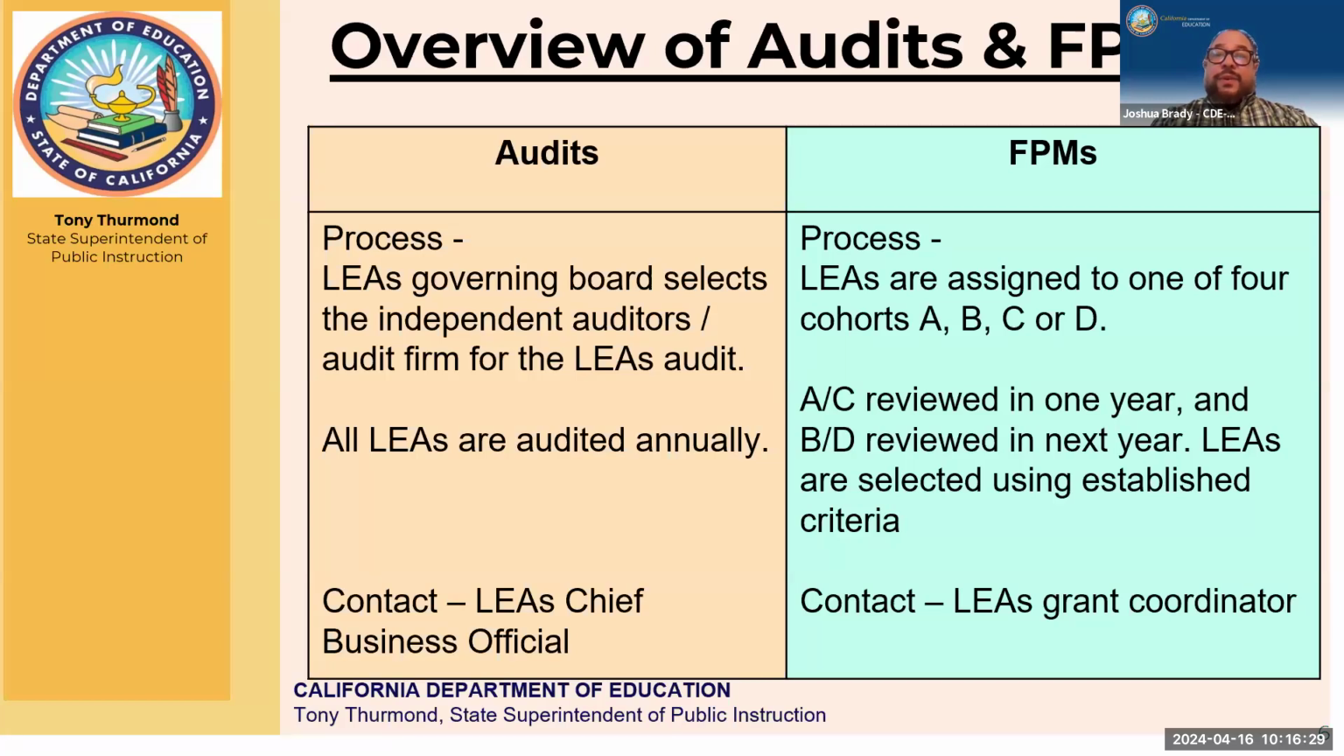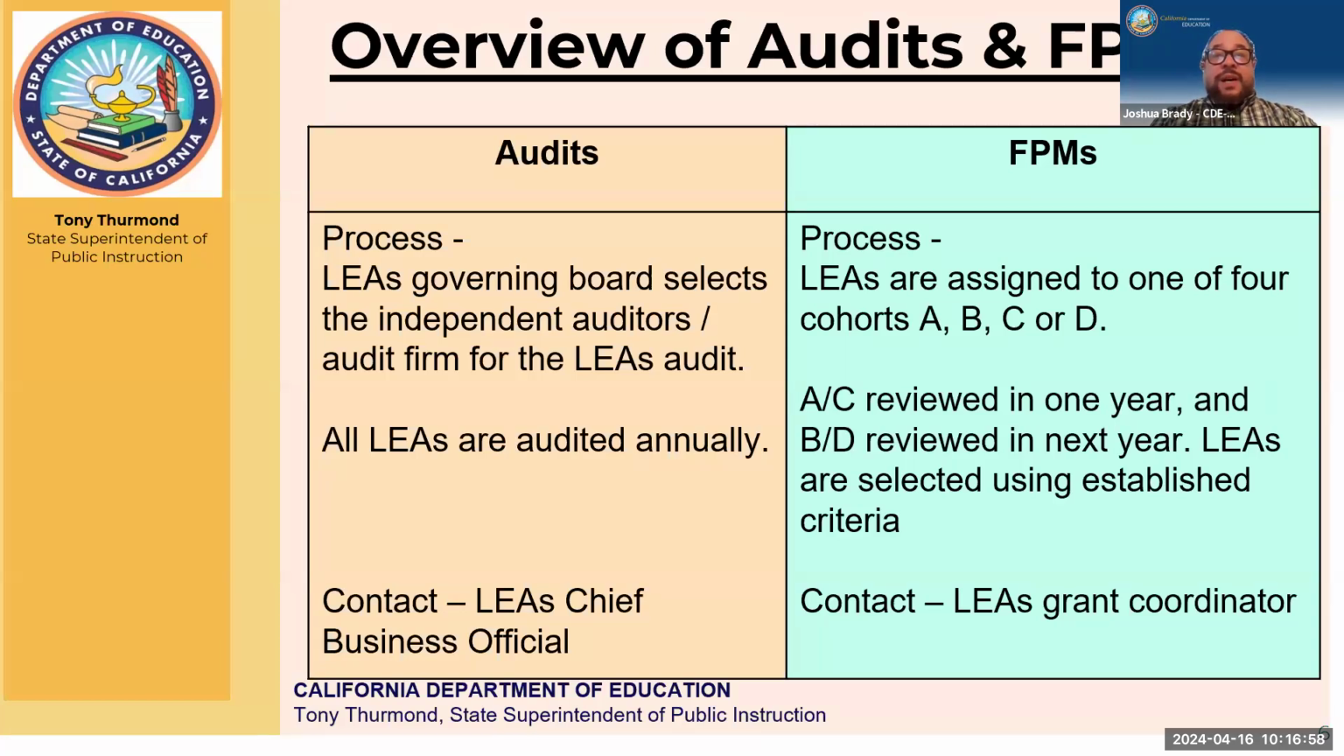And the LEAs, or non-LEAs for expanded learning, are selected using established criteria. So the way it works is the FPM office has its own risk assessment. However, they do engage the program offices for input on what they should be looking at. Once they go through their risk assessment, and let's just say they've made selections for cohorts A and C, all those lists are shared with every single program office.